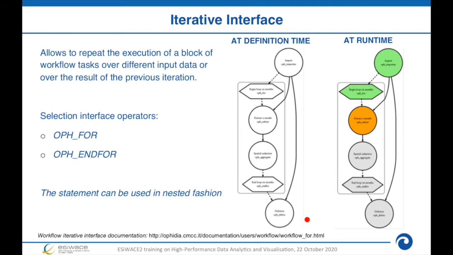The circles inside this rectangle box are basically the tasks which are assigned to a specific iteration of the loop. Additional information can also be found, of course, on the Ophidia documentation website.